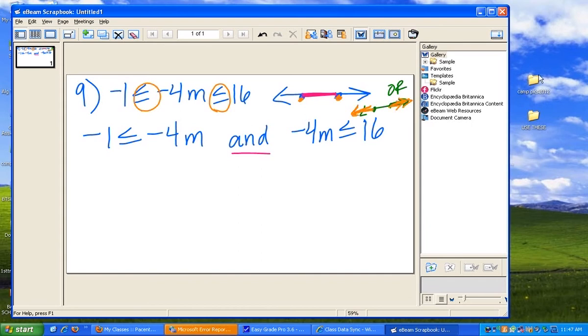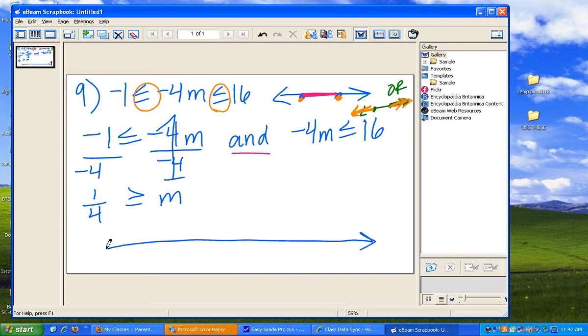Now you can solve it 2 ways. You can solve it by splitting it up and putting the "and" in the middle, and solve it as 2 separate problems. How do I get my m alone? Divide by negative 4. If I divide by negatives across an inequality, what's the rule? It switches signs. Negative 4 divided by negative 4 makes a 1, so I'm left with an m. And negative 1 divided by negative 4 gives me 1/4. Okay, that's one part to my answer.